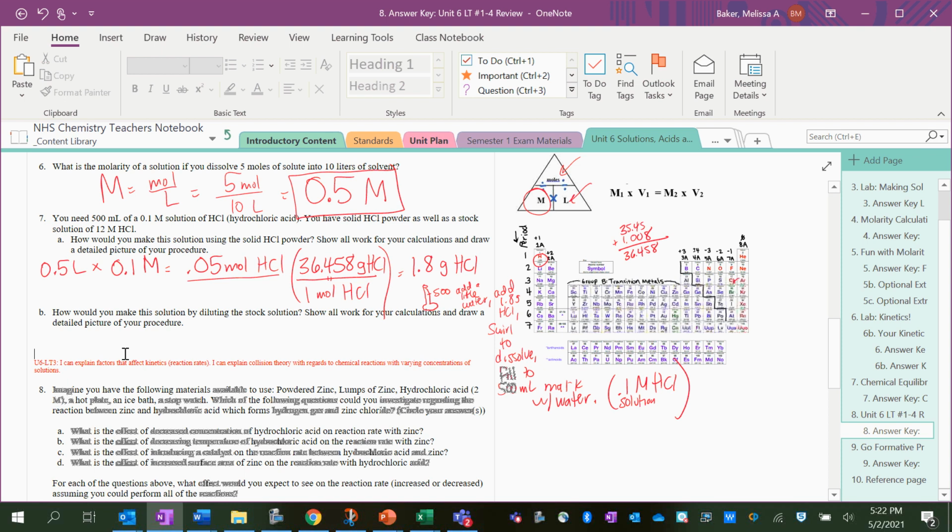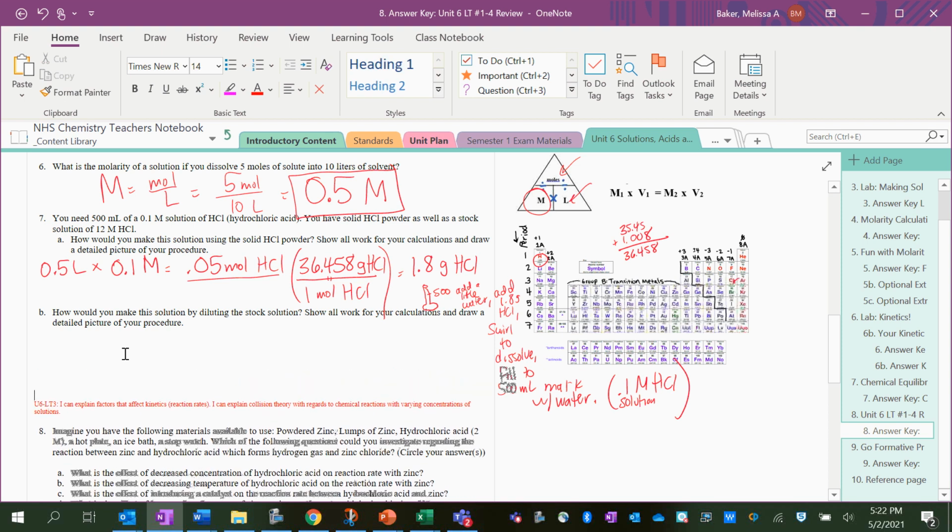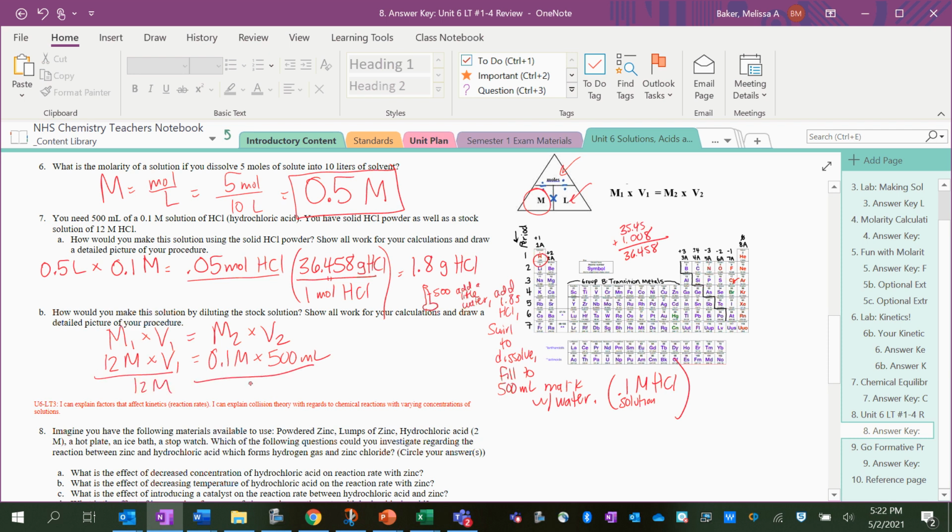But there's another way I could do this too, because it said that I already have a 12 molar stock solution. So I can use the formula M1 times V1 equals M2 times V2. M1 is the stock concentration. V1 is the mystery. I want to make 0.1 molar and I want to make 500 milliliters. So then I'm going to divide both sides by 12 M to get V1 by itself. So I'm going to do 0.1 times 500 divided by 12, 4.2 milliliters of stock solution.